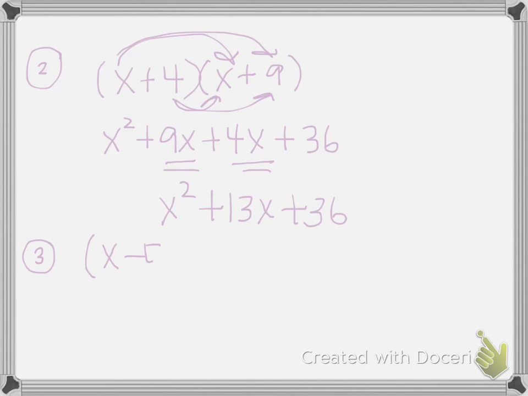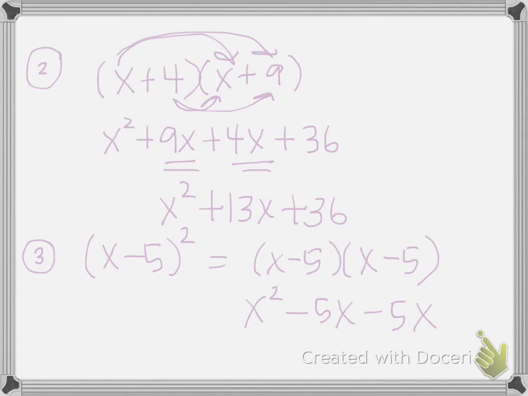Alright, when we say x minus 5 squared, that's the same thing as saying x minus 5 times x minus 5. So we need to multiply that out. So we'll get x squared minus a 5x minus a 5x plus a 25. So x squared minus a 10x plus a 25.